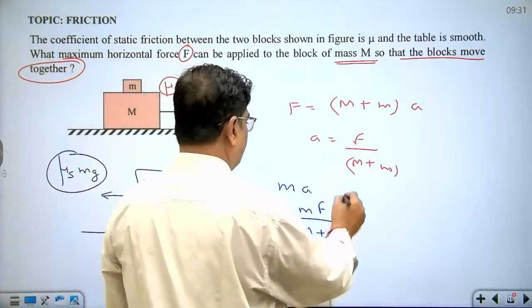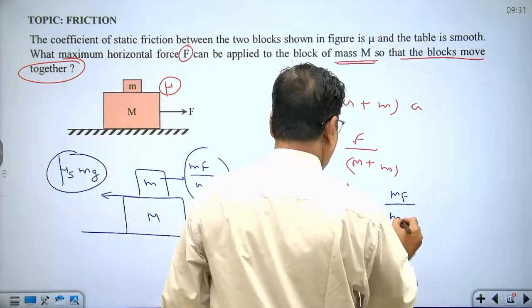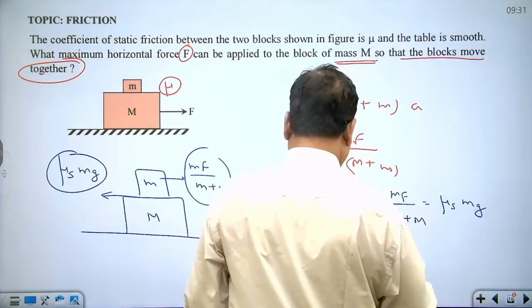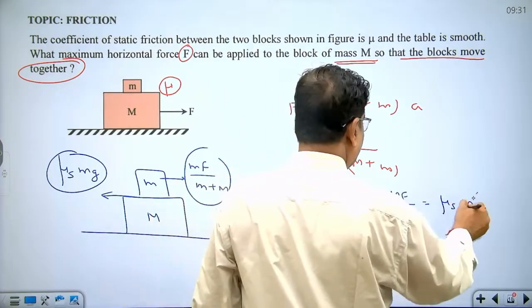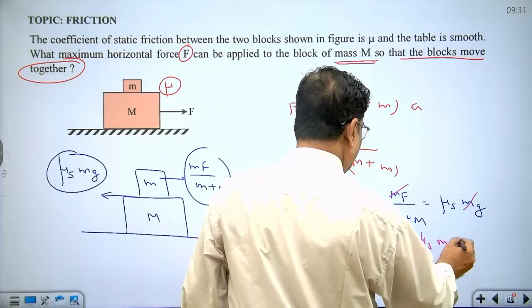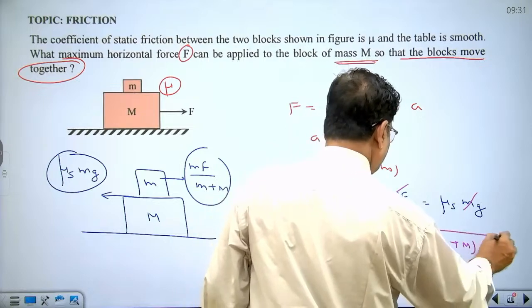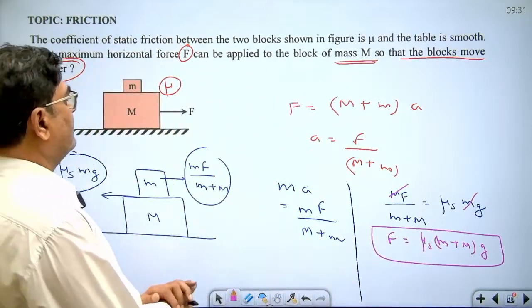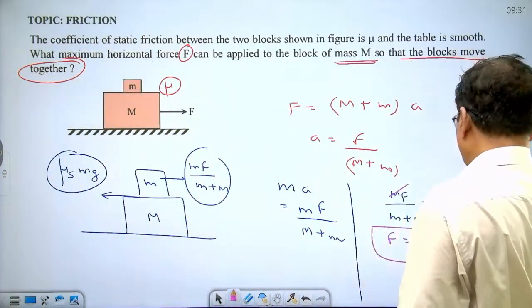Okay, now let's see the solution. mF upon M plus m is equal to mu s mg. Let's cancel small m, small m. What is F? F equals mu s into M plus m into g. This is the answer to the given question. This is the maximum force till which the two blocks will move together.